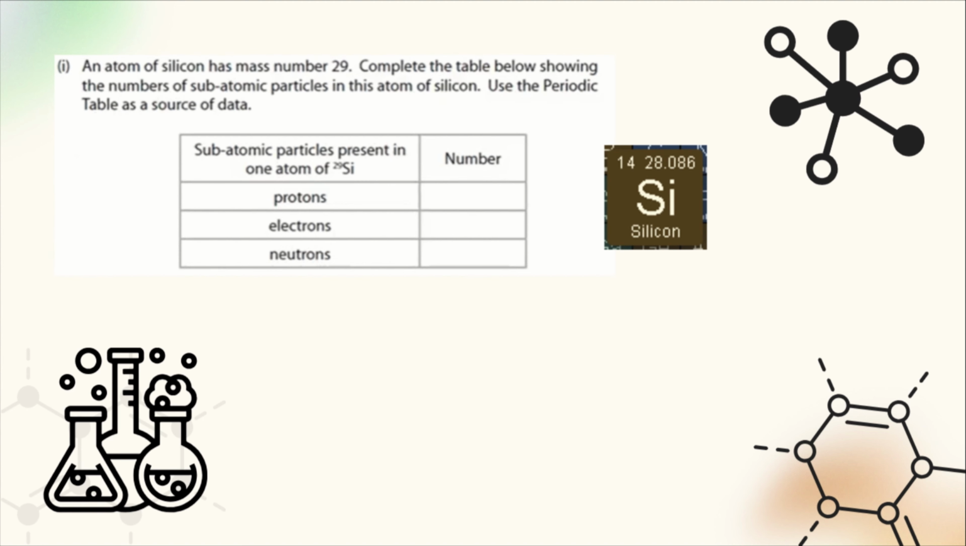An atom of silicon has mass number 29. Complete the table below showing the number of subatomic particles in this atom of silicon. Use the periodic table as a source of data. Number of protons. If you look at the periodic table, we have 14. So number of protons would be 14. To get the number of neutrons, we will have to subtract 14 from 29. And electrons would be again 14. So 29 minus 14 gives us 15.